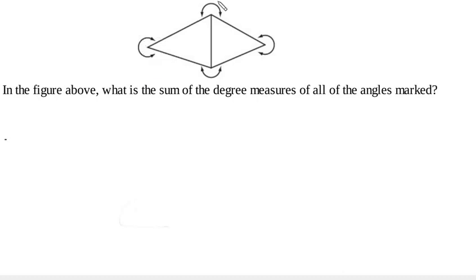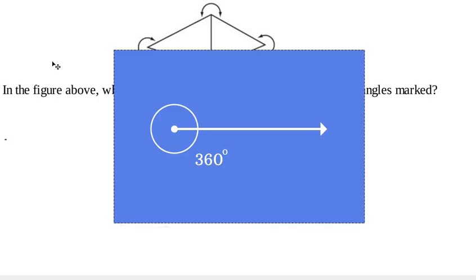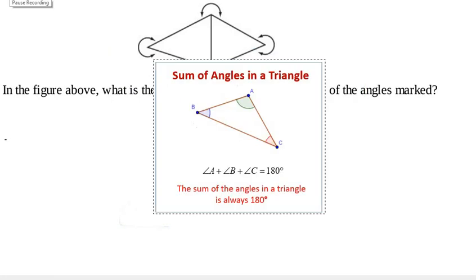As you see, we have 4 marked angles. We are going to be finding the sum of these angles. In order to solve this question, we are going to need 2 pieces of information. The first one: a complete angle is always 360 degrees. And the second one: the sum of interior angles in a triangle is always 180 degrees.